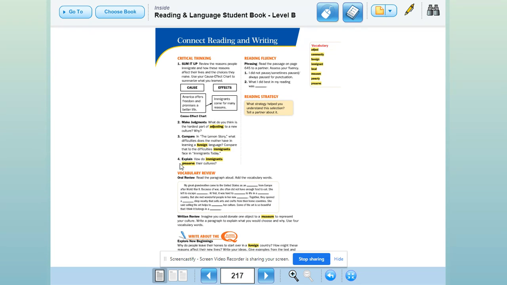For number 4, explain how the immigrants preserve their culture.